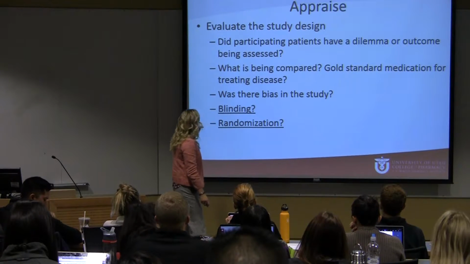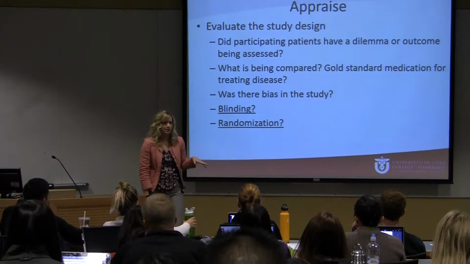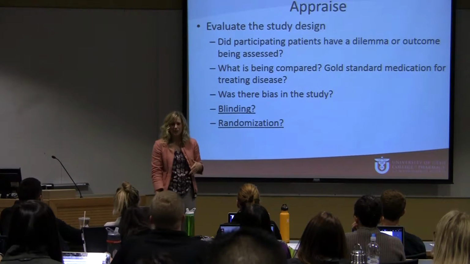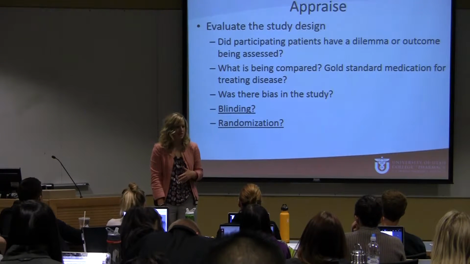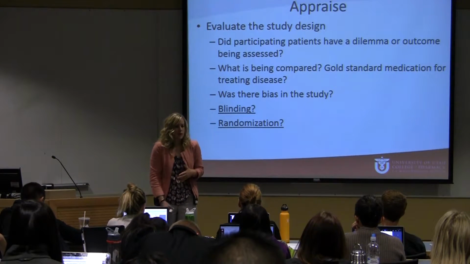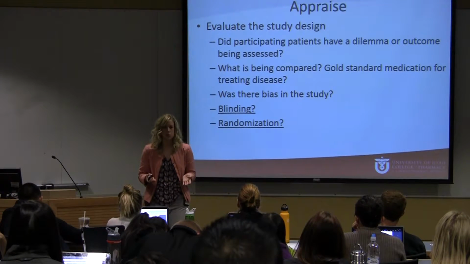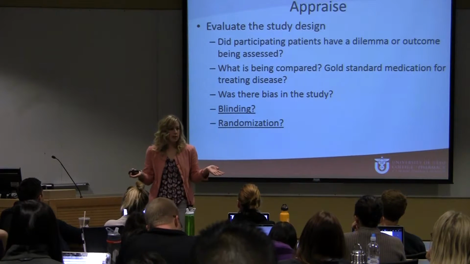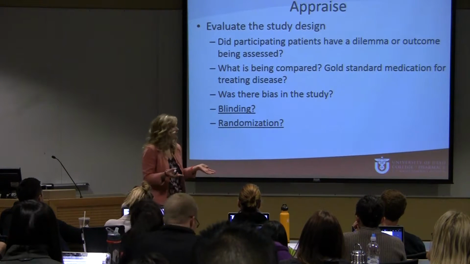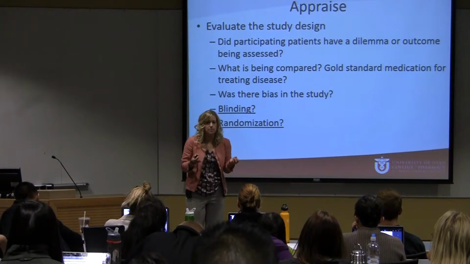So did participating patients have an outcome that's being assessed? You actually need to look at some of these studies and read them. Sometimes they won't actually have a legitimate outcome being assessed. So death we care about, right? But do we necessarily care that blood pressure was raised by 2 millimeters of mercury? Do we care about that? No, right? It doesn't make sense. So we have to make sure that the outcome being assessed is actually meaningful.